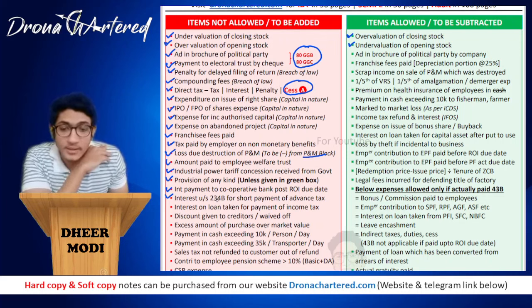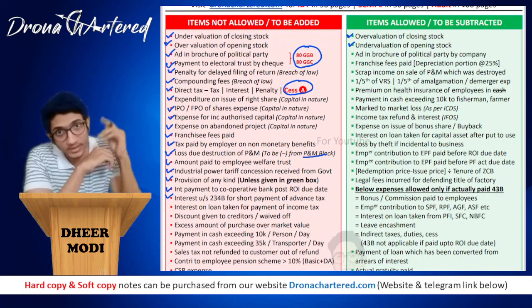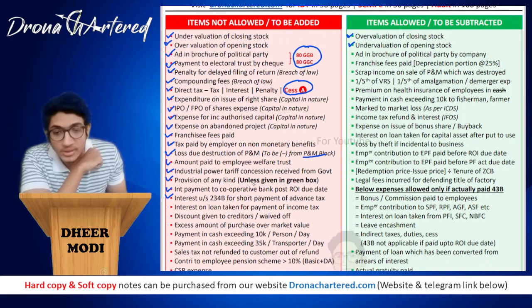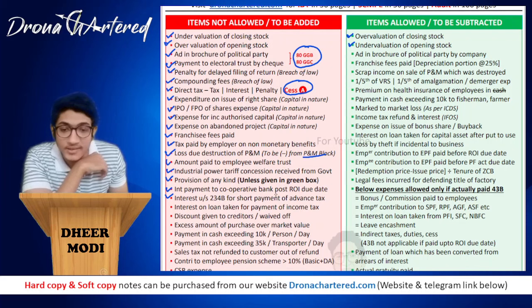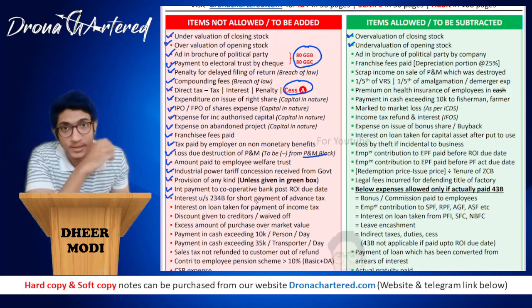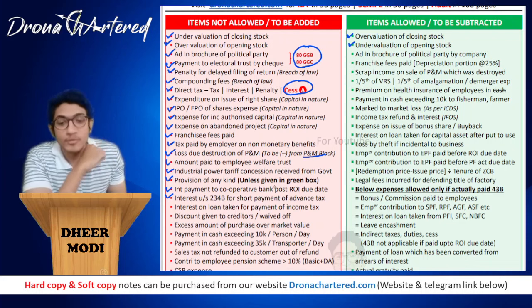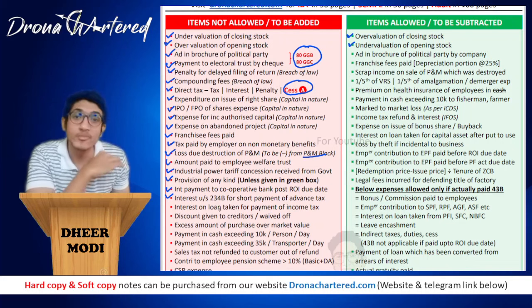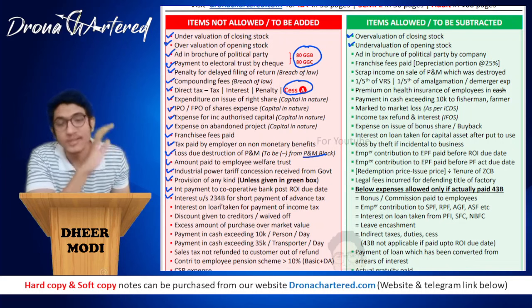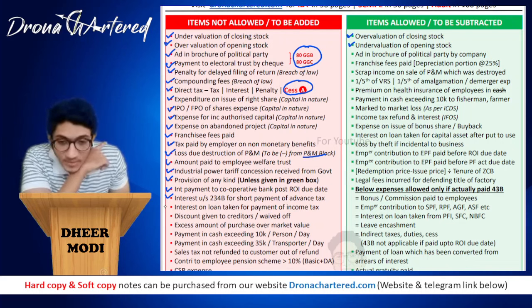Any interest under section 234B for short payment of advance tax will be covered in our advance tax chapter. So if you have to pay any interest because you paid short advance tax, the limit that they have given, if you paid any amount less than that and you have been charged interest, in such a case this interest will not be allowed as deduction.